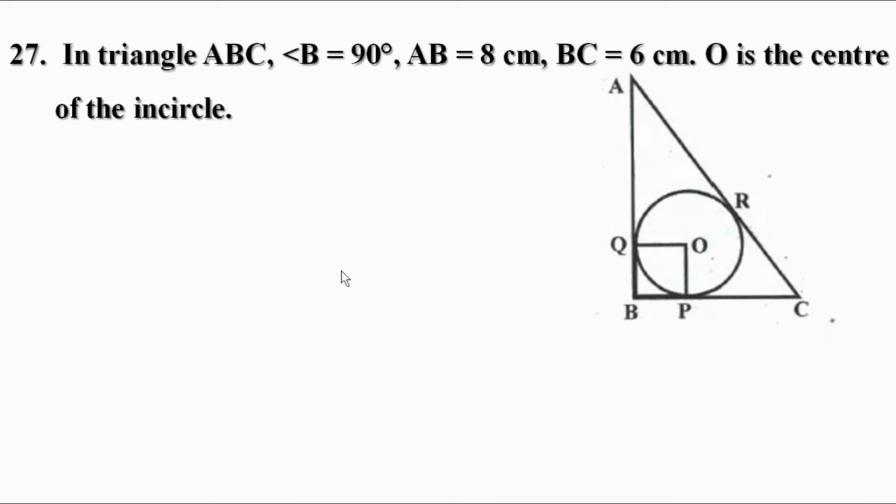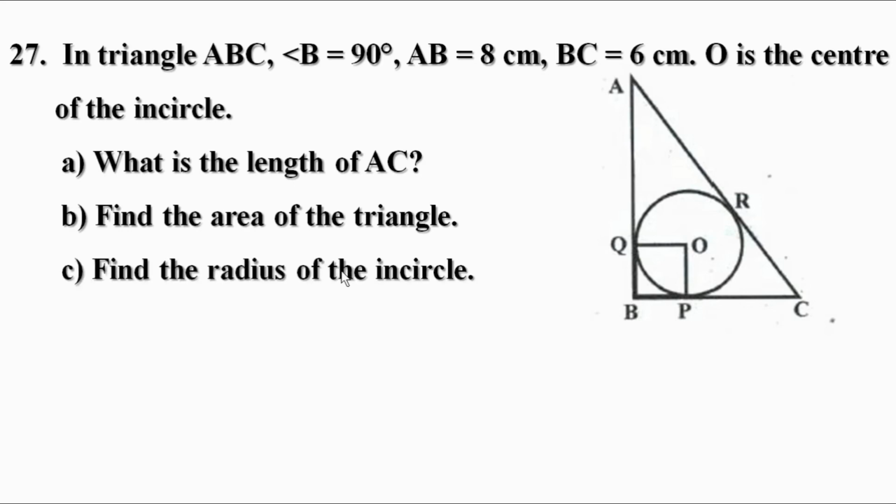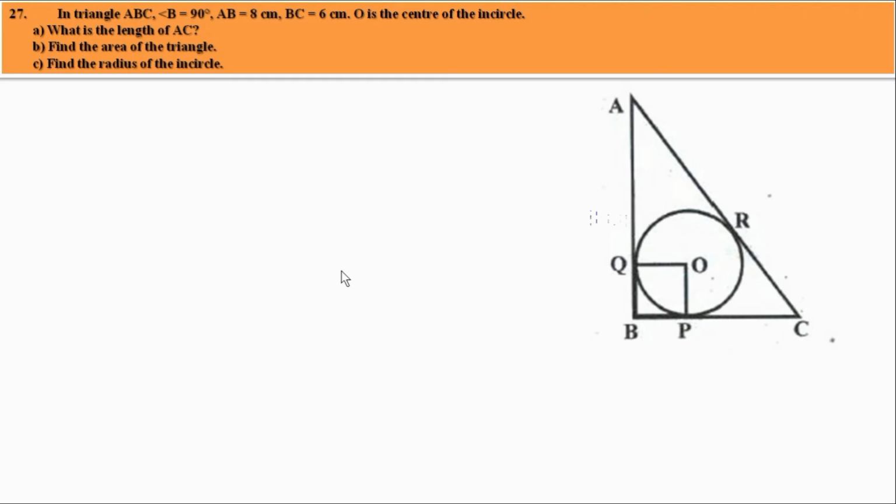27th problem. In triangle ABC, angle B equals 90 degrees, AB equals 8 cm, BC equals 6 cm. O is the center of the incircle. What is the length of AC? Find the area of the triangle. Find the radius of the incircle. Given that AB equals 8 cm and BC equals 6 cm. Also given that ABC is a right angle triangle.